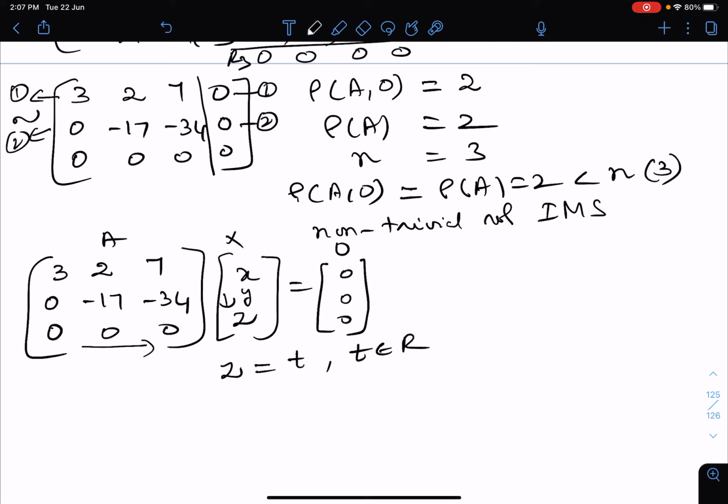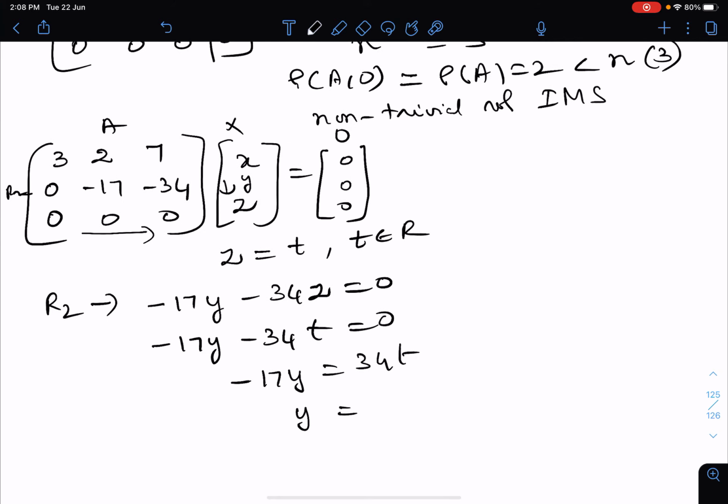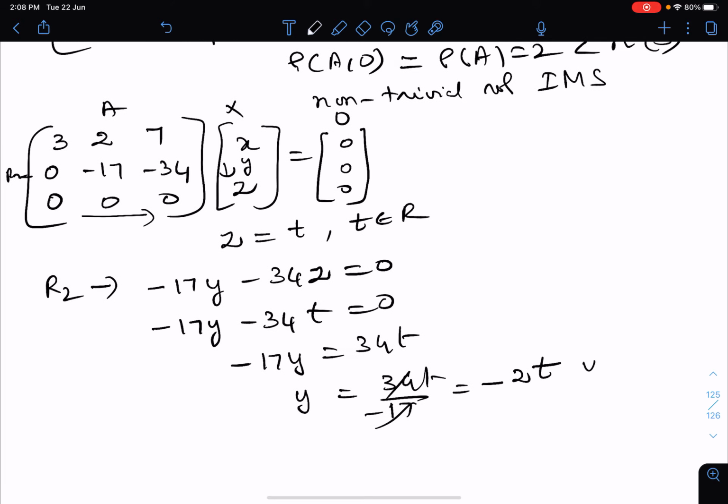Now R3 is over. Now we will go to R2. So from R2, first element is 0, so minus 17y minus 34z equal to 0. Substitute for z, minus 17y minus 34t equal to 0. Therefore taking it to the other side, you will get it as 34t, and when you simplify 34t by minus 17, you get the answer as minus 2t. Okay, 17 goes here 2 times. Therefore, which implies y is equal to minus 2t is the solution.